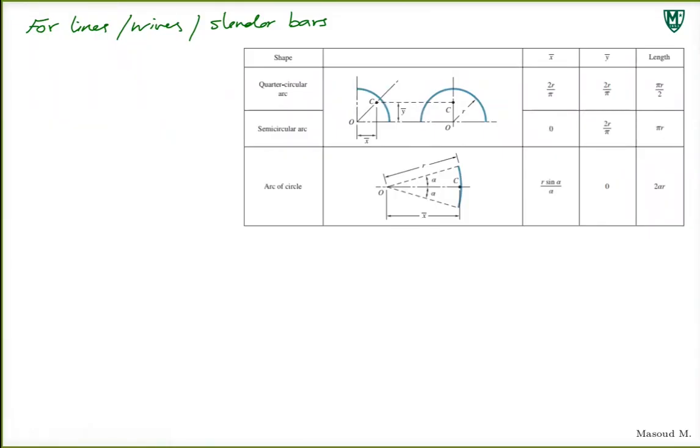If you're given a wire, a composite body, it could be even a piping system, depending on how you look at it. If the pipes are so thin, and the length of the pipe is much more than the diameter, then you might be able to estimate that as a line, wire, or slender bar. So what does this table tell you? Let's see how we can read this. We have the shape here. We have quarter circular arc, semicircular arc, and arc of a circle. This is the quarter circular arc. This is semicircular arc, and this is the arc of circle.